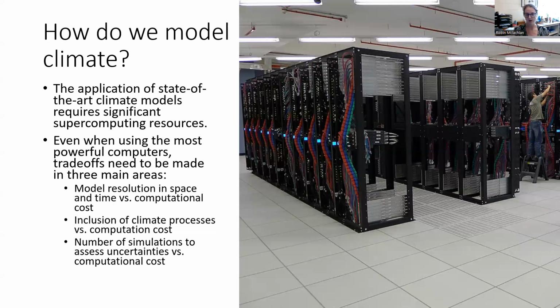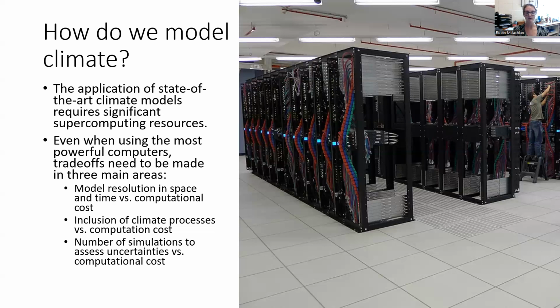Now, when we run these models, because we can't run everything all at once, we just don't have the computing power for that, we have to make some trade-offs, right? We have to think about the resolution in both time and space versus computational cost. There's no way that we can break the Earth up into cubes that are just a couple microns in width, because that would take far too long to run that model. And then nobody else would be able to use the computer for perhaps years while that model is running, right? We just can't do it.